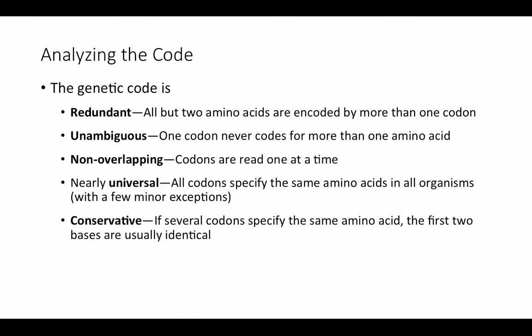And the genetic code is conservative. So if several codons specify the same amino acid, it's usually the third nucleotide, the third base in the codon, that varies. The first two bases are usually identical. And so if you look back at that chart with the genetic code, that's what you'll see. Generally, different codons that code for the same amino acid have the same two bases in the first two positions. And it's the third one that gives it what we call the wobble. You can mess around with that third base and still get the same amino acid as a result.